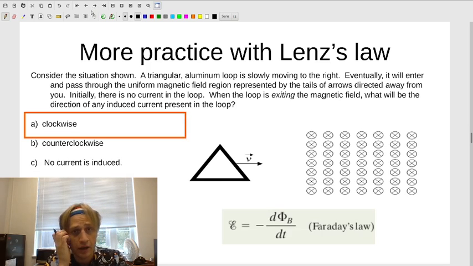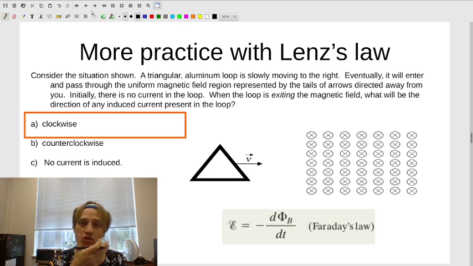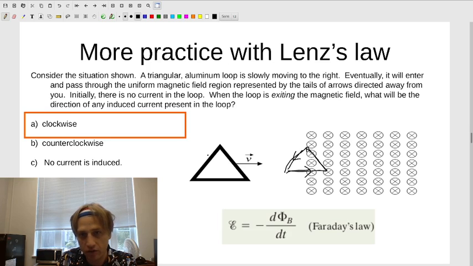Let's try another one. Again, we have a triangular aluminum loop slowly moving to the right. Eventually, it will enter and pass through the uniform magnetic field, represented by the tails of the arrows directed away from you. Initially, there's no current in the loop. That's an important issue to realize. So you get a current. When it's entering here, we established that the current is going to be going counterclockwise so as to produce an induced magnetic field that's opposing this.